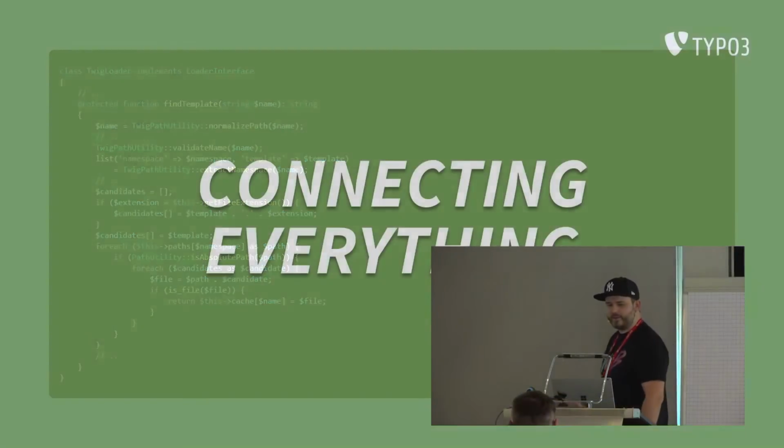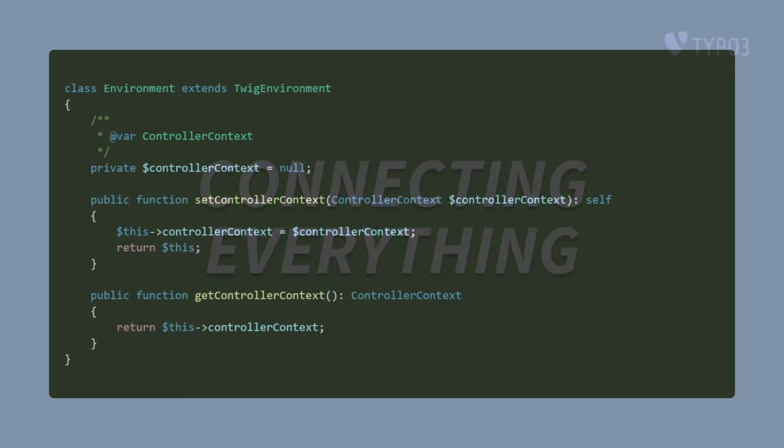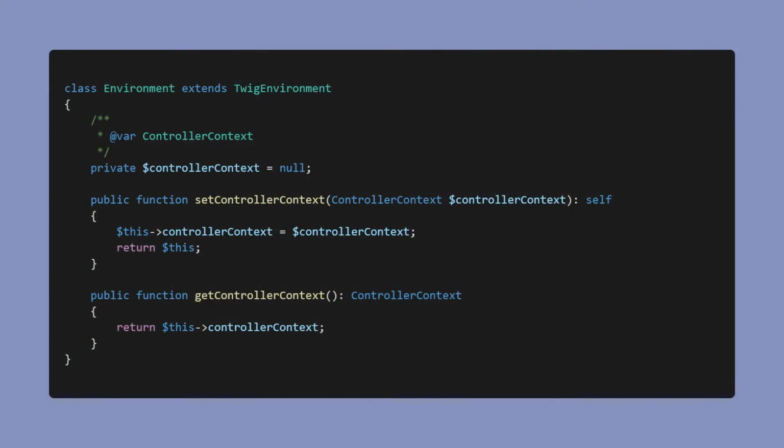So, now we are at a point where we start connecting the dots. And finally, the Twig environment, I missed that one. The Twig environment by default has no clue about what a controller context is. Twig itself knows some kind of context, but it's basically the values assigned before or to the parents. So, I don't want to mess around with this kind of stuff, so we basically extended the Twig environment, the default one, and added a controller context so we can later on access it within our extensions or filters or all that kind of stuff.